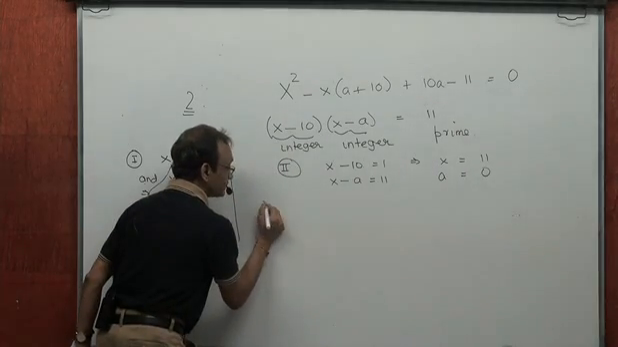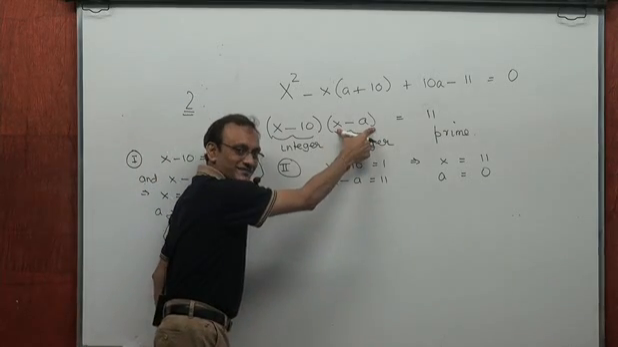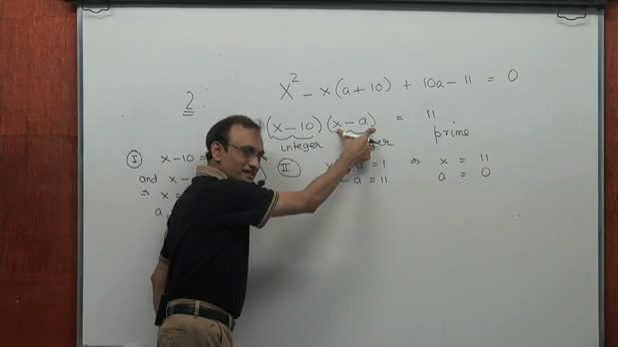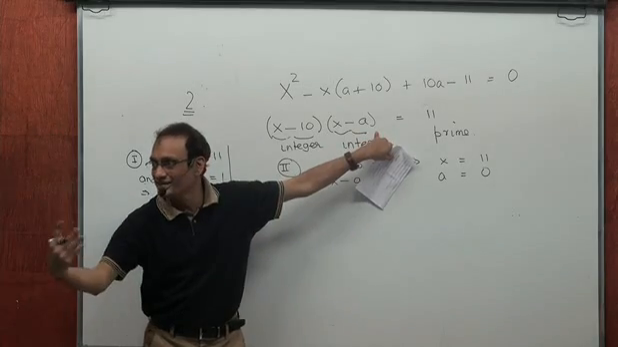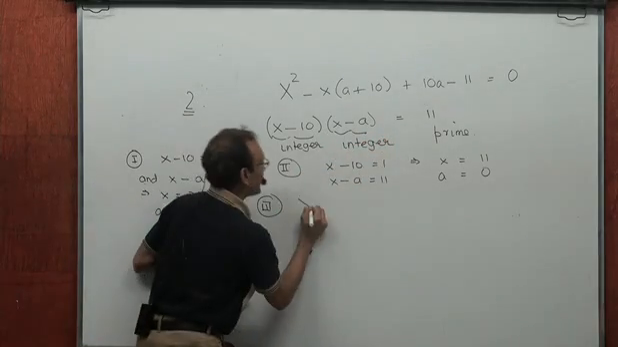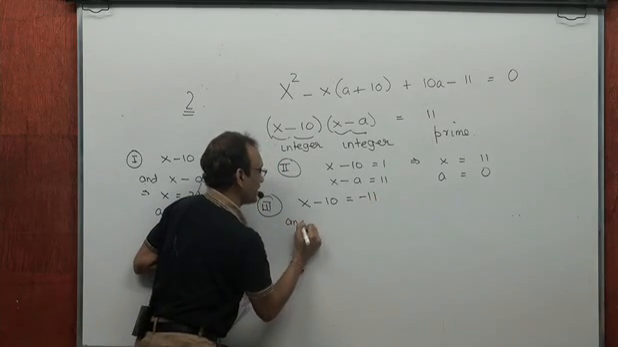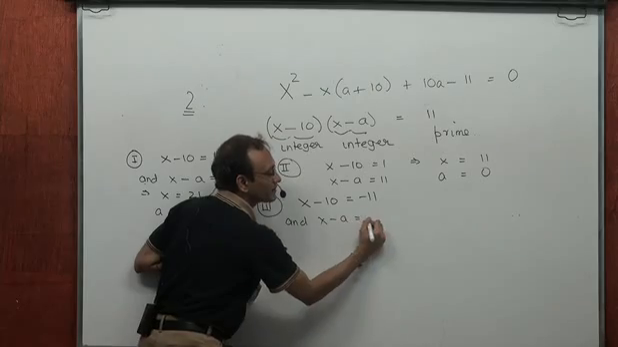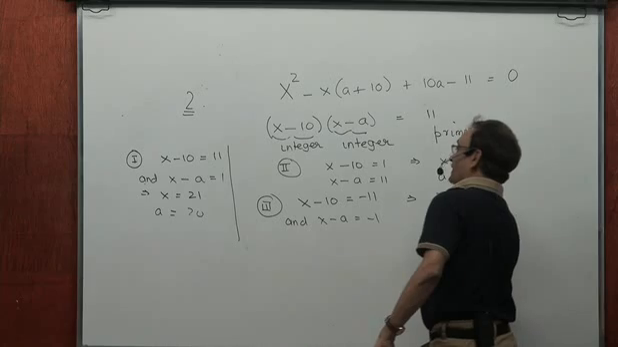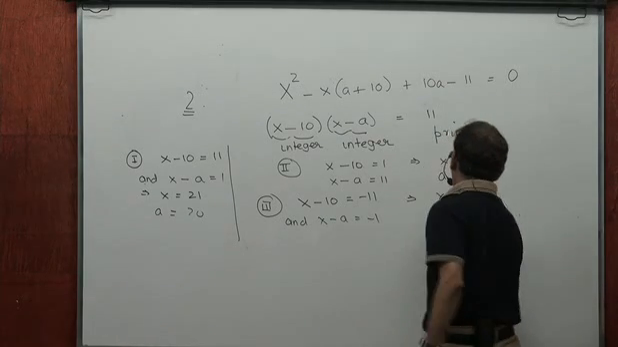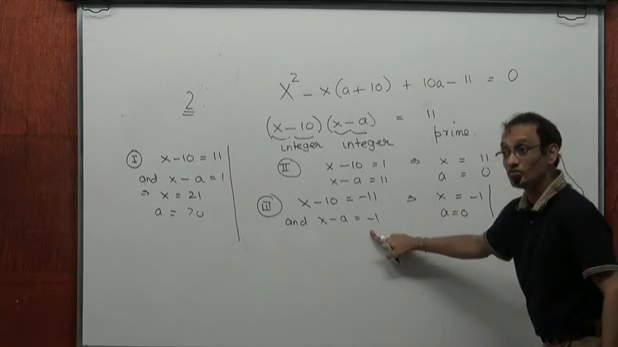I could have had this one as minus 11 and this one as minus 1. So x minus 10 as minus 11 and x minus a as minus 1. That's another possibility. Now this gives me x equal to minus 1. When x is minus 1, a is again 0.